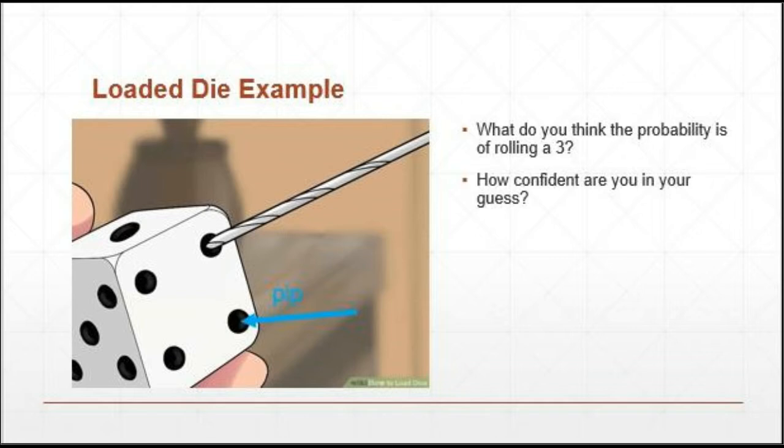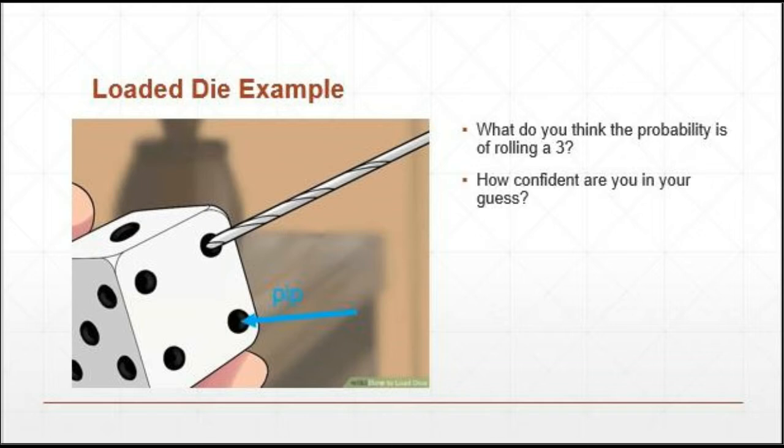You probably picked a probability greater than 1/6 because the probability of rolling a 3 with a fair die is 1 out of 6, and the lead is weighing down the opposite side. How confident are you? Well, it should depend on the information you have. If you know the weight of the lead inserted into the die, you might change your guess up or down, but for now, let's just say we think the probability is somewhere between 1/6 and 1.